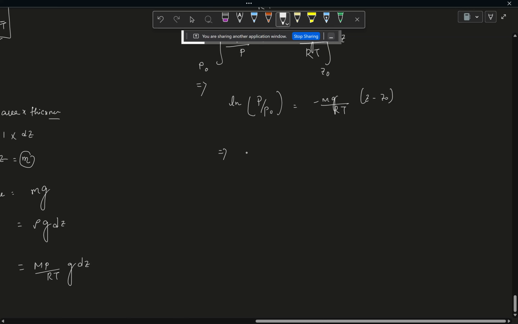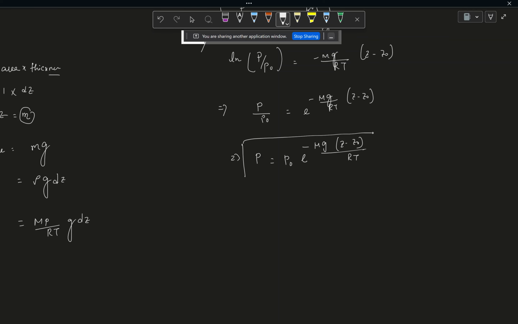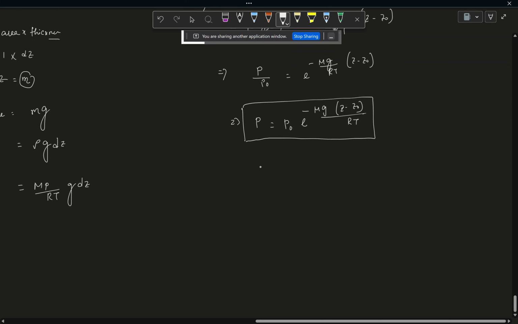So we can remove ln and directly take an exponential on the other side. p by p naught is basically e to the power of minus Mg by RT times z minus z naught. Then p equals just p naught e to the power minus Mg z minus z naught by RT. Alright, so this is the final expression.